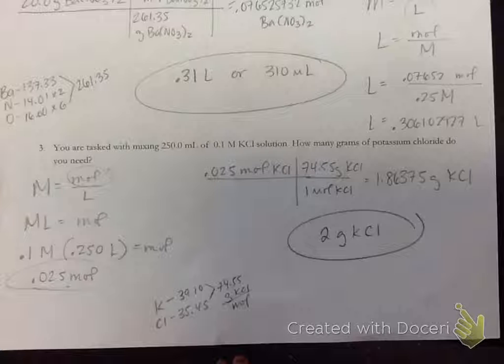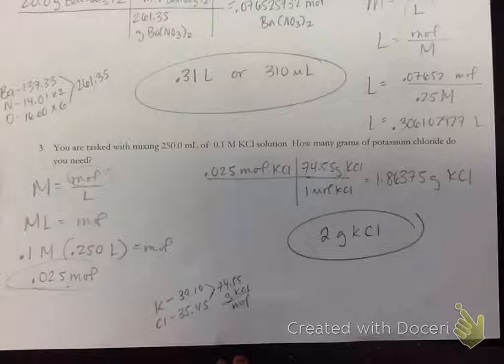Now, that said, how precise is your lab scale? That's what's going to depend on how much you can measure. If you're working with a lab scale that goes out to only the tenths, you're probably going to measure 1.9 grams. And if you're working with something that's a little bit more precise, like what we have here, you can do better. But yeah, 2 grams of potassium chloride would be the correct answer with sig figs.